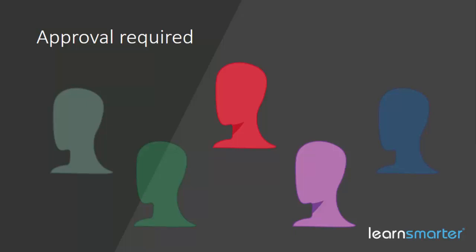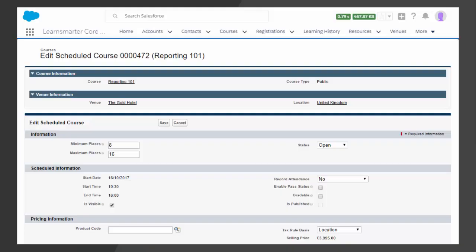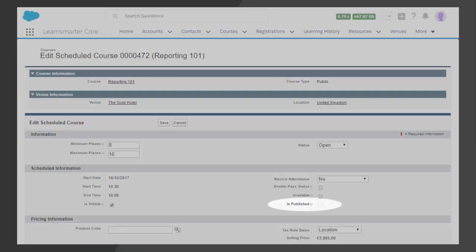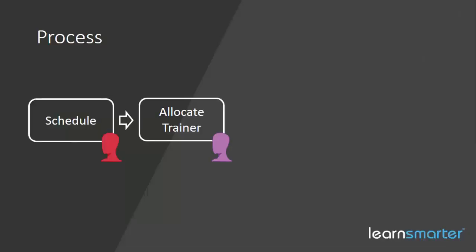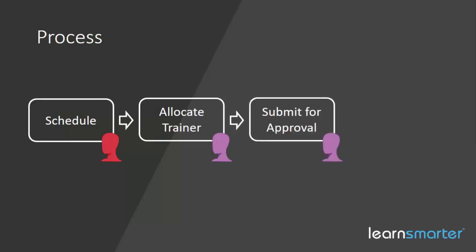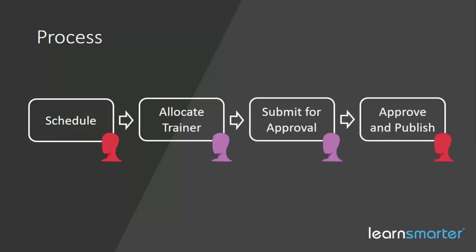One mechanism we're going to use to manage this is a very simple field called the Is Published field, which you can see down here. When a course is published, you can make registrations onto it. The course is scheduled by Katie, Pete allocates the trainer, and then he can't publish it. He has to submit it for approval back to Katie. And when Katie approves it, it automatically becomes published. So we're using some background automation just to simplify and organize the entire process.